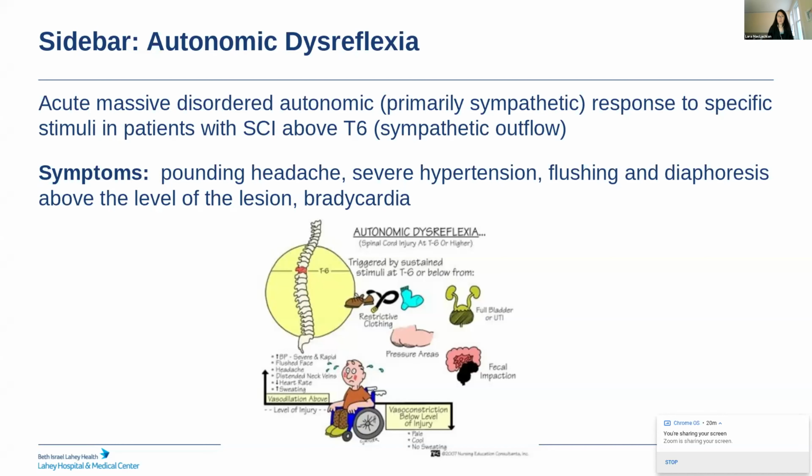And what does the patient feel when they experience it? They get a pounding headache, severe hypertension, and they'll have flushing and diaphoresis above the level of their lesion, as well as bradycardia. And what do you do if you see a patient that's experiencing autonomic dysreflexia? You want to reverse whatever that stimulus is. So for example, if their bladder is very full and overdistended, you're going to want to catheterize them immediately and empty their bladder. If they're fecally impacted, you're going to want to disimpact them. If they have a belt too tight on them, you're going to want to loosen that up.